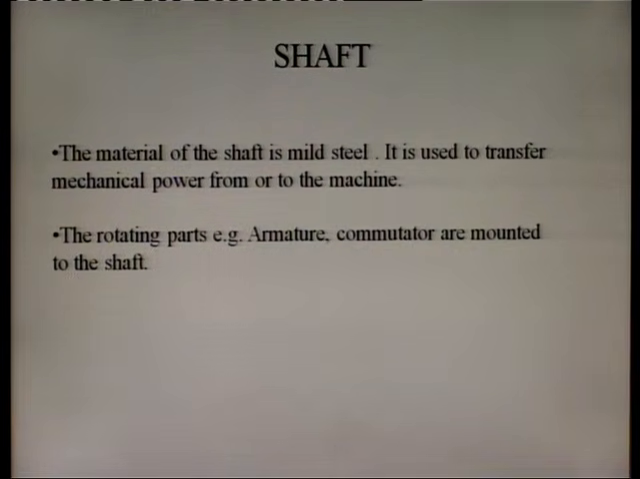Shaft. The material of the shaft is mild steel. It is used to transfer mechanical power from or to the machine. The rotating parts, for example the armature and commutator, are mounted on the shaft.